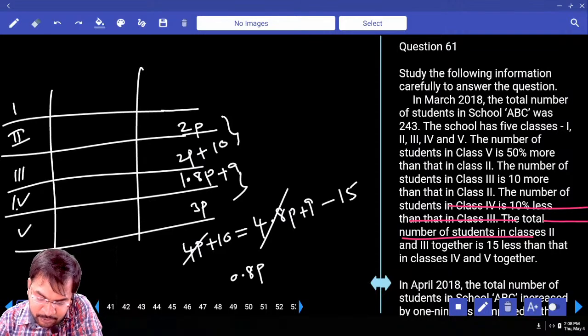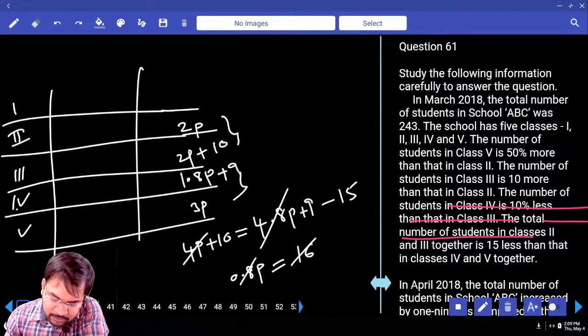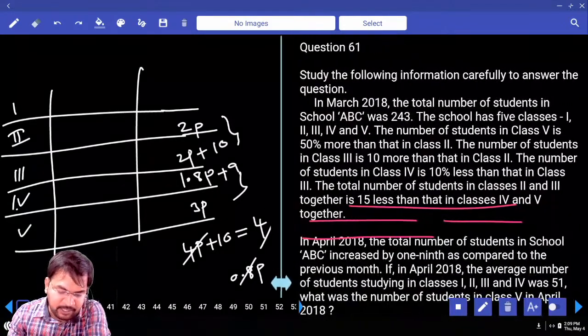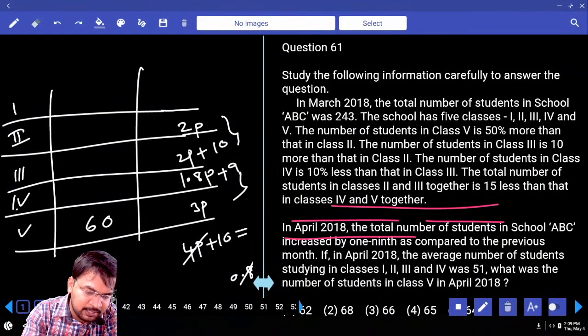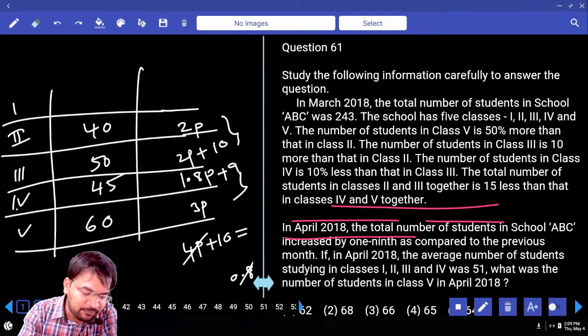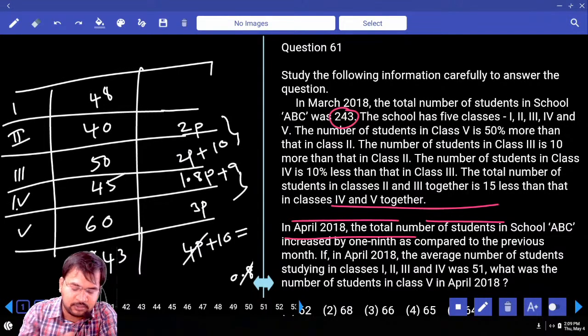Now if you observe carefully here, 25 minus 9 is nothing but 16. 0.8 parts is nothing but 16. Then one part will be 20. If one part will be 20, then 3 parts will be 60. 2 parts will be 40. This is 50. 1.8 parts is nothing but 36. 36 plus 9, 45. Total it is 243. Total ABC school's total strength is, now add 40, 50, 90. 90 plus 105, 195. Therefore remaining is school 1, class 1.